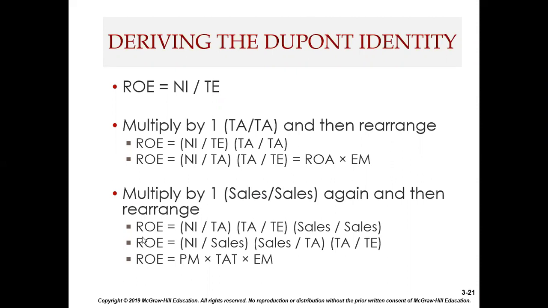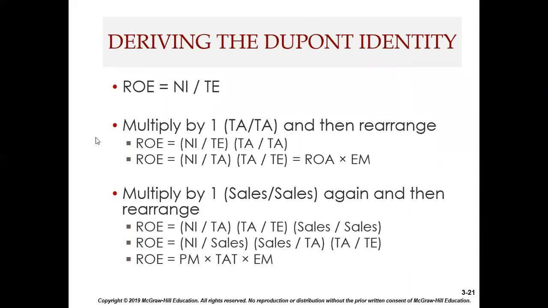So now we're going to take return on equity equals net income over total assets over total equity, or the equity multiplier, times sales over sales. So now we're going to have net income over sales times sales over total assets over total equity. So now, just converting each of those to the real ratio they are, what is return on equity? Profit margin times total asset turnover times equity multiplier.